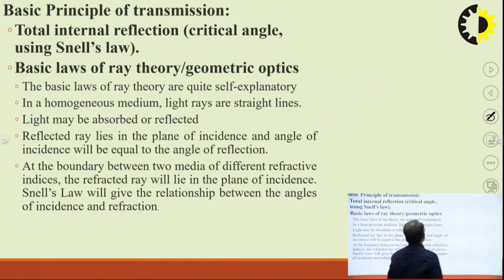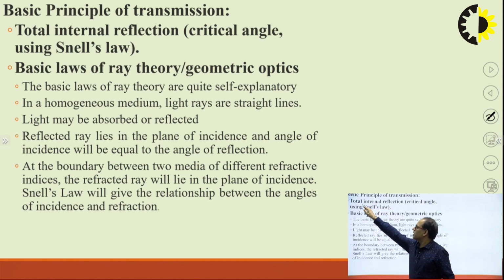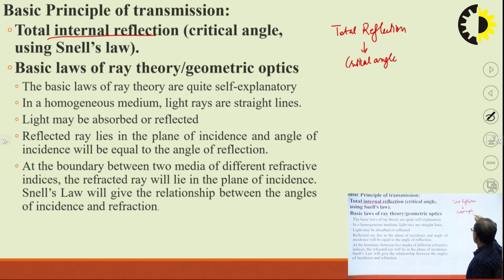Now, what is the basic principle of transmission theory in optical fiber cable, which I have already told? The basic principle is total internal reflection, in which we will discuss the critical angle and the numerical aperture of the optical fiber cable.